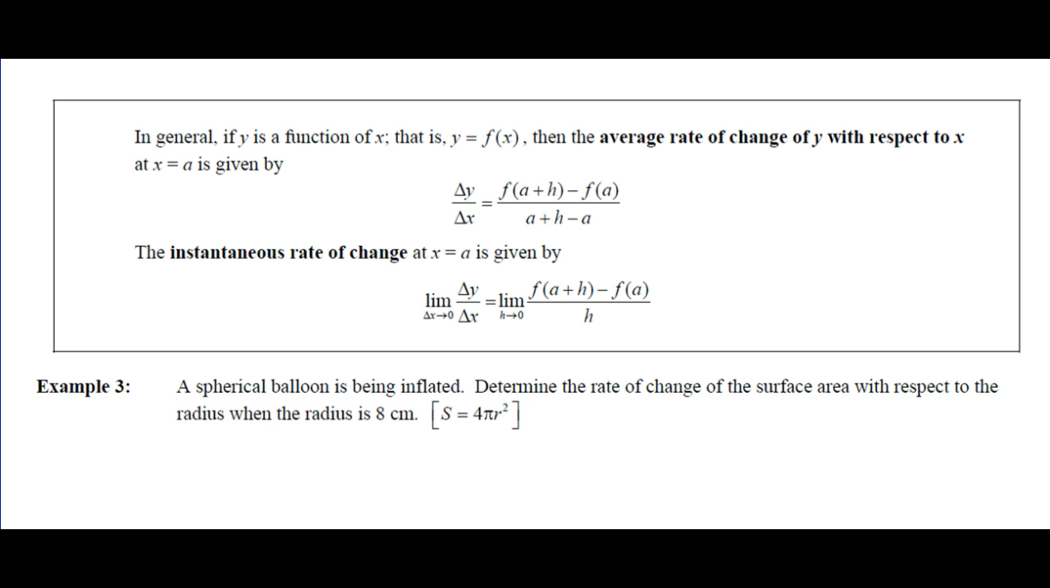So it's not just speed, right? Sorry, velocity. It's not just velocity. It's not just change in position. Think about it. A spherical balloon is being inflated. Determine the rate of change of the surface area with respect to the radius when the radius is 8 centimeters. So if you think about blowing up a balloon, you know the surface area doesn't change at a constant rate, right? The bigger it gets, the bigger the surface area is going to get. And so we're asking, how is the surface area changing when the radius is 8 centimeters?